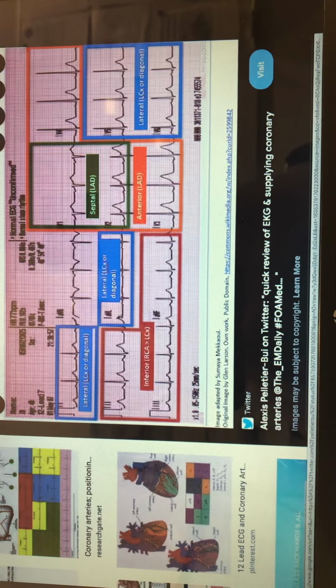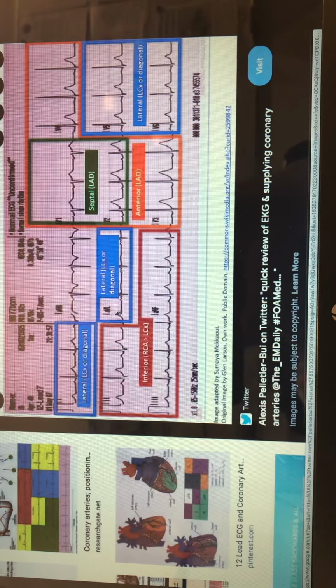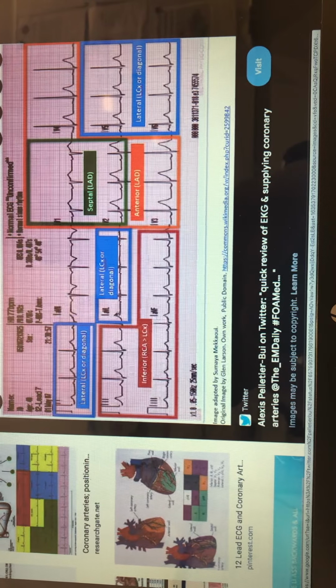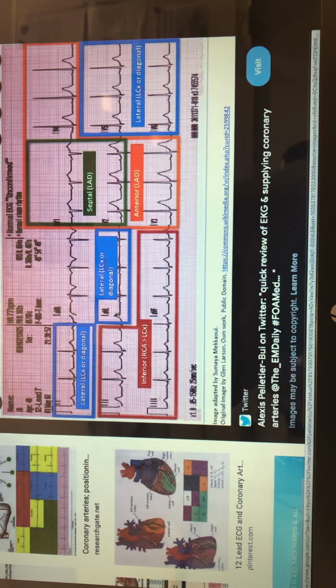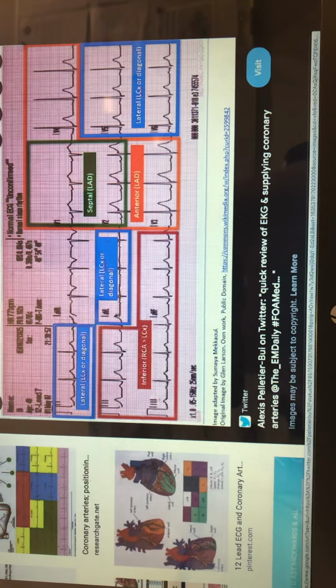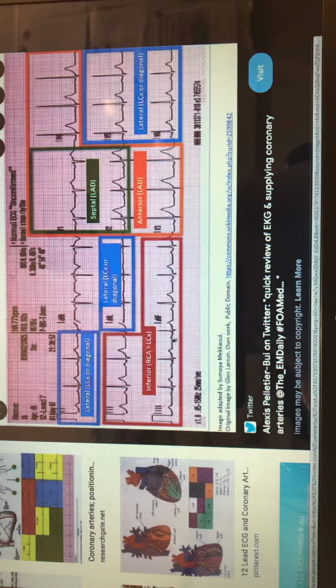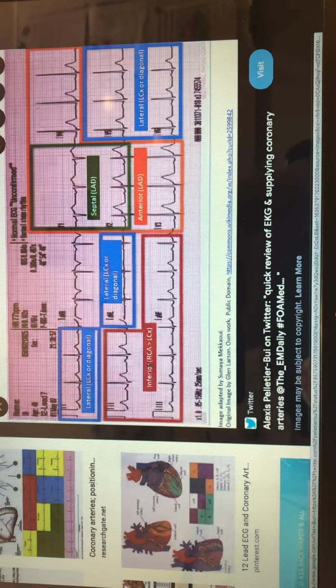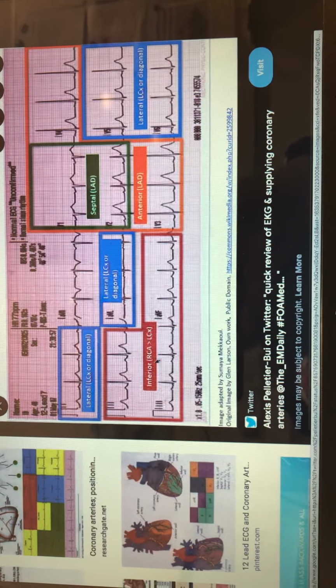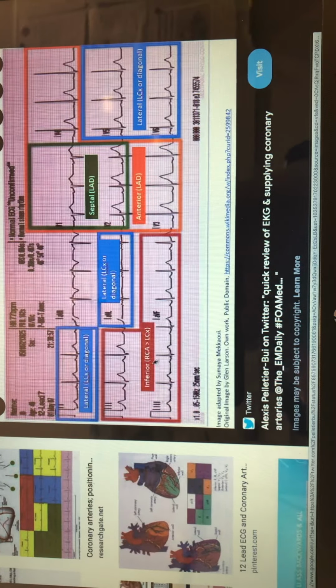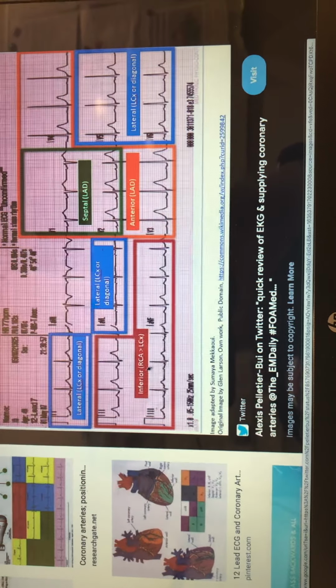Now, looking at a reciprocal view of your high lateral would be your inferior wall, right? So you've got your high lateral, now you've got your inferior wall. Your inferior wall, 80% of the time, is perfused by your right coronary artery. In 80% of patients, the inferior wall is predominantly perfused by the right coronary artery.